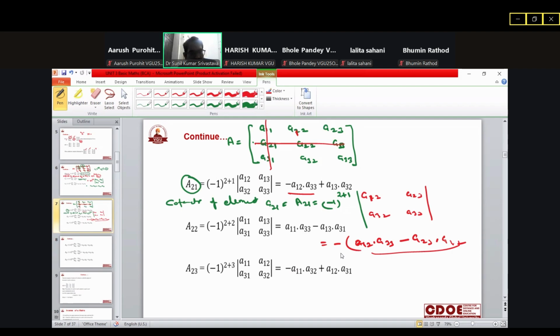So I think you understand. You have to calculate for each and every element. You have to find out the cofactors of each and every element. In this way, we can calculate the cofactors of each and every element.